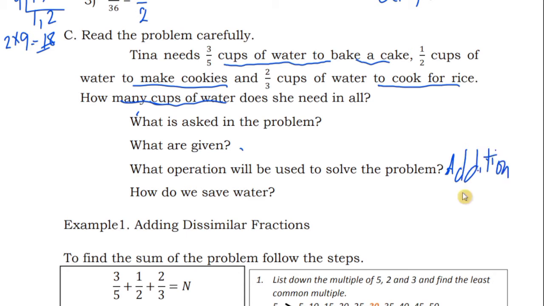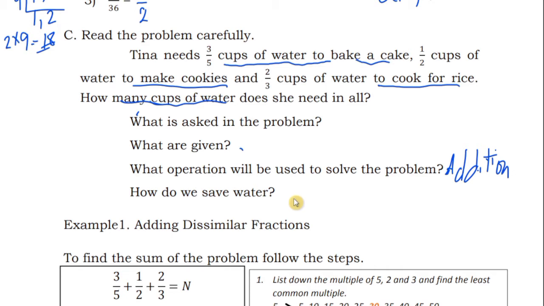Okay, how do we have water? So in order for her to work it out, she must be able to identify further the total number of cups of water, whatever the value, the sum of it.